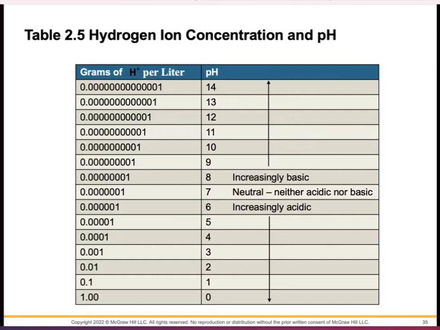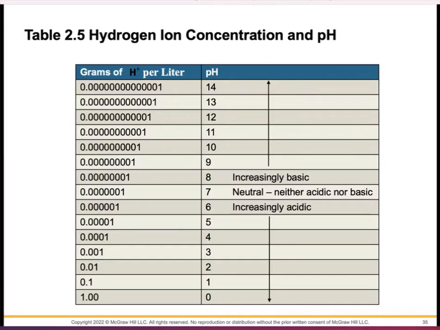So table 2.5 shows you the relationship between the hydrogen ion concentration and the pH that we just spoke about. The concentration of hydrogen ions at each pH value is 10 times different than the next pH, okay? So 10 times different, 10 times different, 10 times different as you go up. For instance, a pH value of 4 corresponds to a proton concentration of 10 to the negative 4th power, while a pH value of 5 corresponds to a proton concentration of 10 to the negative 5 power.